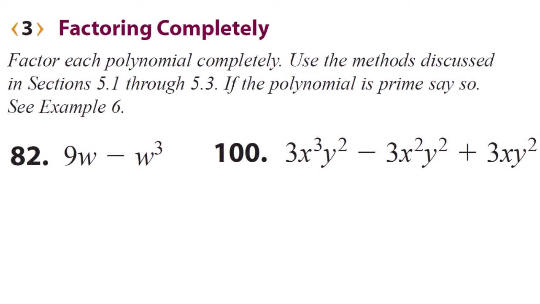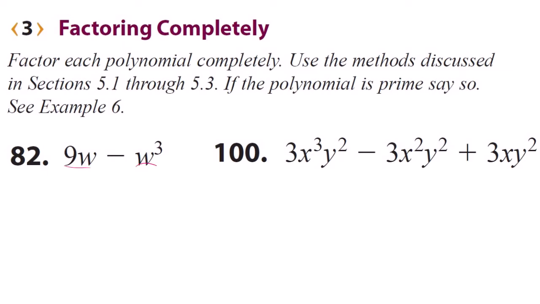All right, so here are a couple more. Number 82. So this is a binomial, not a trinomial, right? But in this factoring completely section, you'll see a mix of some different things. So I wanted to show you and just review a little bit on some types of factoring that we've done before. Okay, so if you see a binomial, and if you see any kind of polynomial, you want to always check for a GCF first.